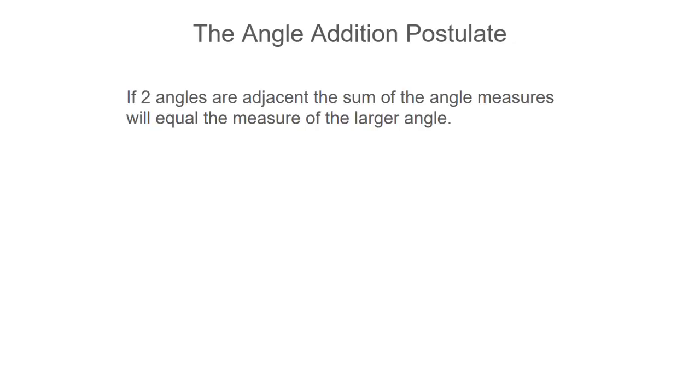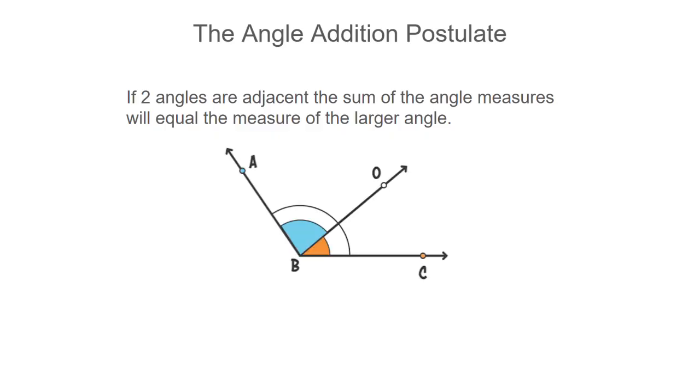The next tool we will learn to use is the angle addition postulate, which states if two angles are adjacent, the sum of the angle measures will be equal to the measure of the larger angle they form. So, here the measure of angle ABC will be equal to the sum of the measures of the angles ABO and OBC. As you can see, it works the same way as the segment addition postulate, just for angles. So let's try out a few problems with it.